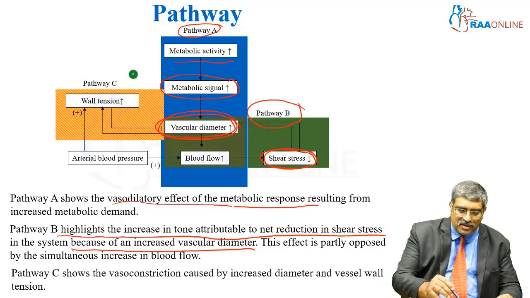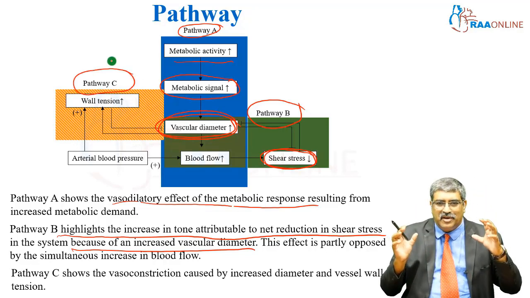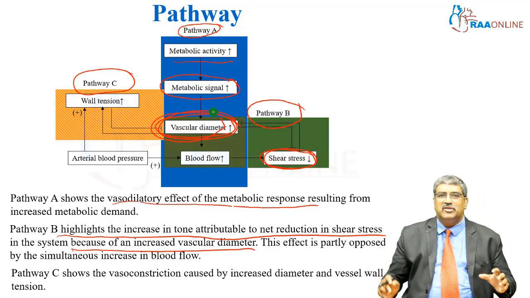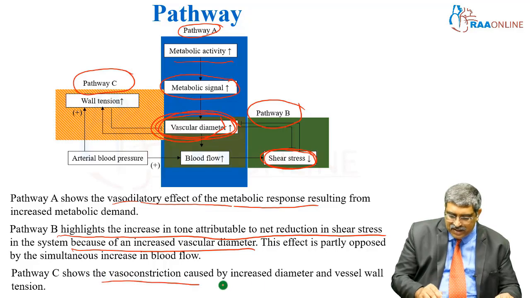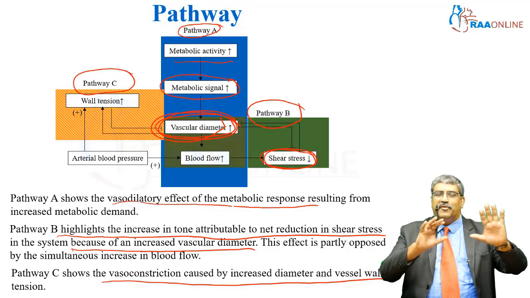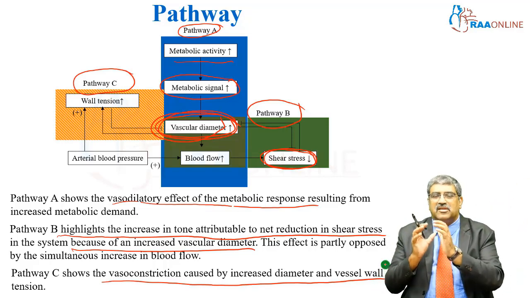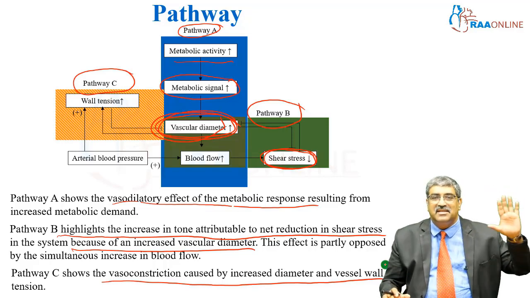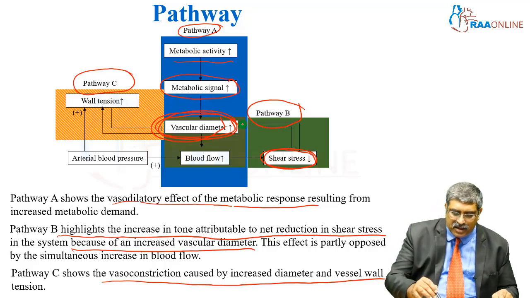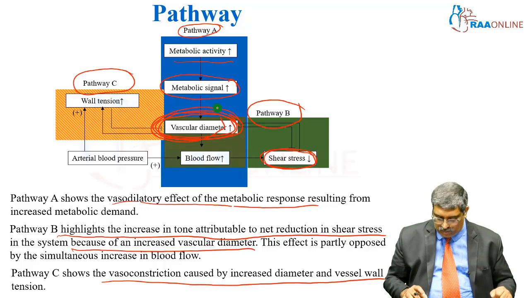Coming to the third pathway, which is concerned with wall tension, that is whether vasoconstriction or vasodilatation. Here the vasoconstriction is caused by increased diameter and vessel wall tension, that is pathway C. Pathway A is the metabolic parameter, pathway B is the stress of the vessel wall, and pathway C is the wall tension. All these three are integrated. Ultimately, what depends is the vascular diameter of that microcirculation.